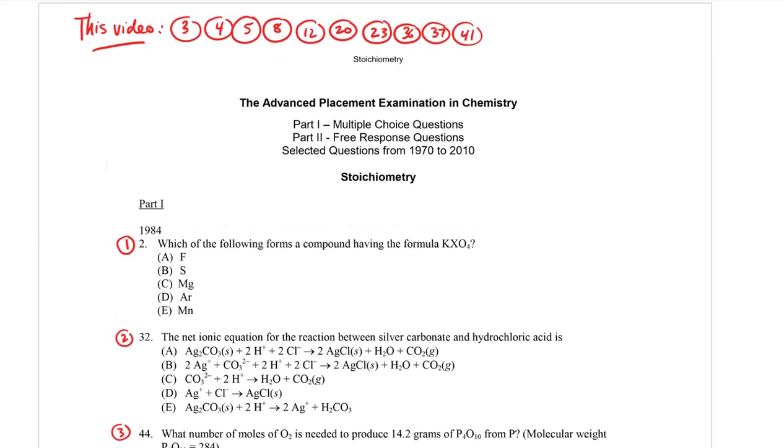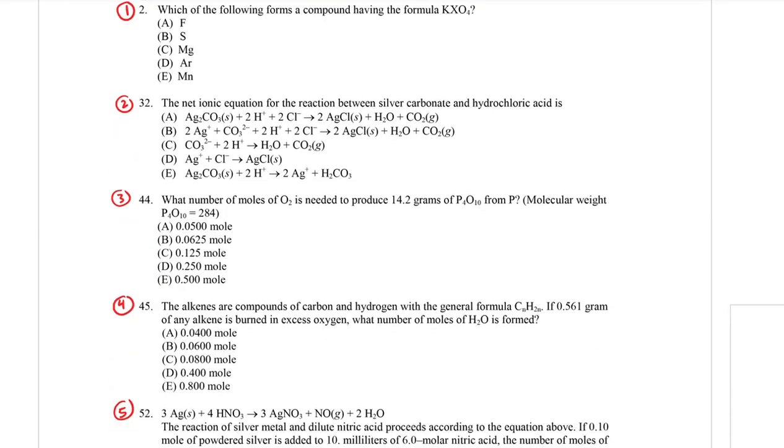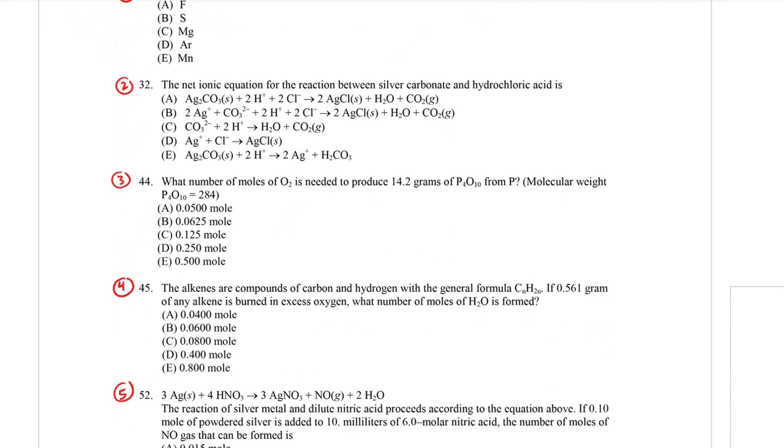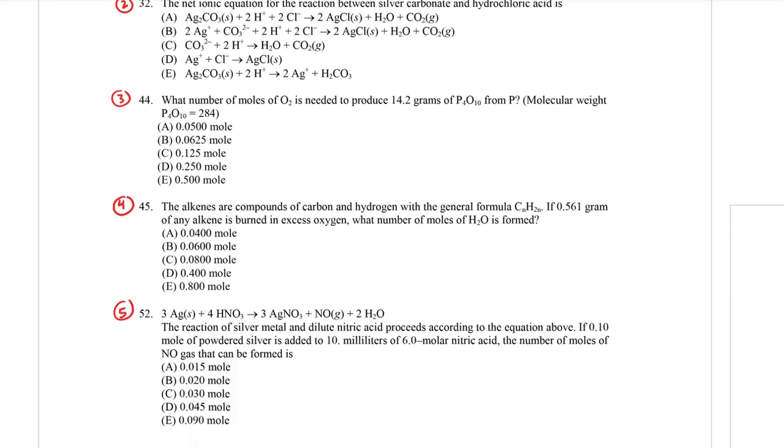And we'll see how long this video gets, if we can squeeze all 10 into one video without getting too crazy long. But as always, feel free to watch as much or as little as you like with the time that you have. So the first one here, number 3, asks about the moles of oxygen needed to produce 14.2 grams of P4O10 from phosphorus.